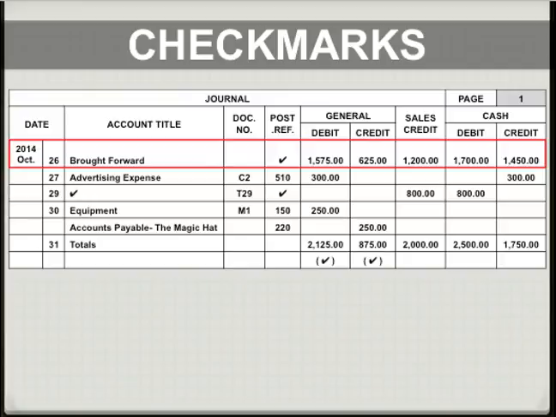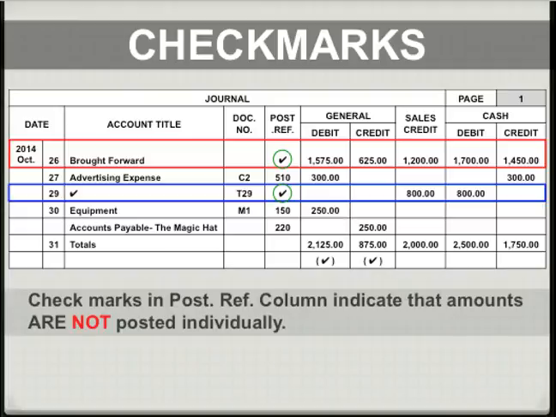For these lines, check marks will appear in the post reference column indicating that the amounts are not posted individually. It is important to make sure that no postings have been overlooked. Every entry in the post reference column of the journal should have either an account number or a check mark.